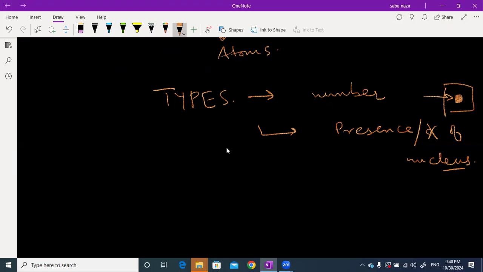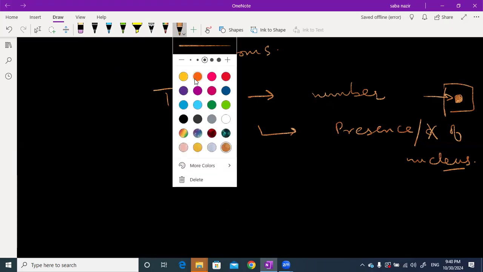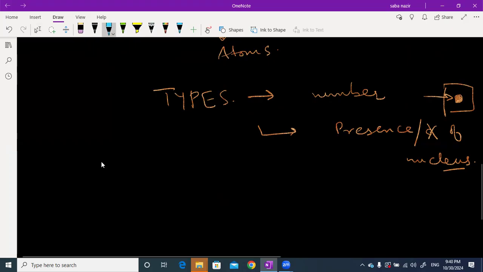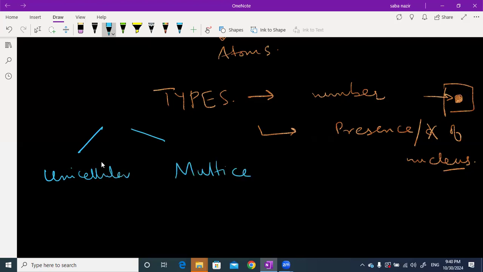So let's explore. If we consider the number of cells that are present in any living organism, we can divide living organisms into two groups: unicellular organisms and multicellular organisms.